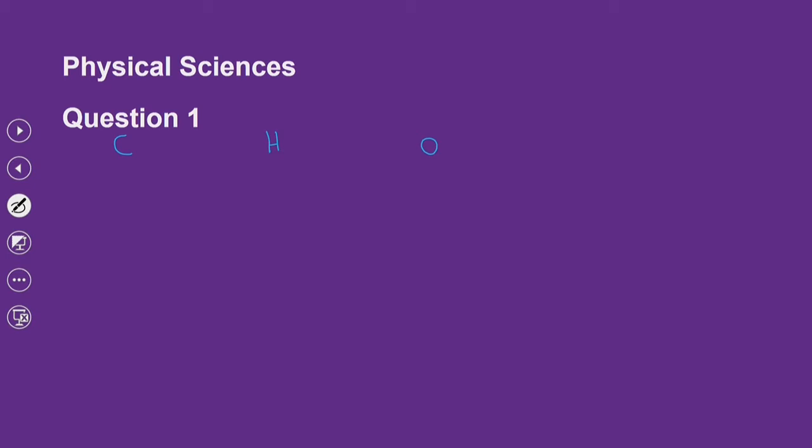So carbon was 3,758. Hydrogen was 0,316. And the oxygen was 1,251. The first thing we need to do is to work out the percentage that these elements make up for our sample. So how are we going to do that?